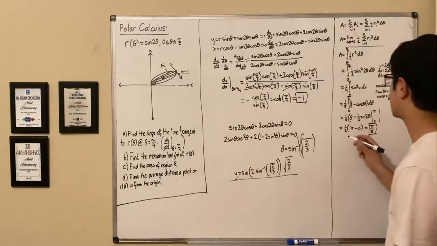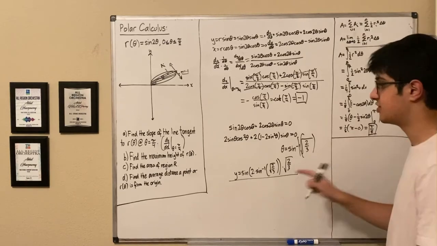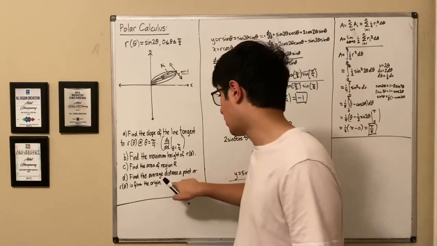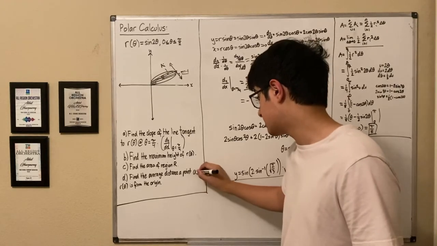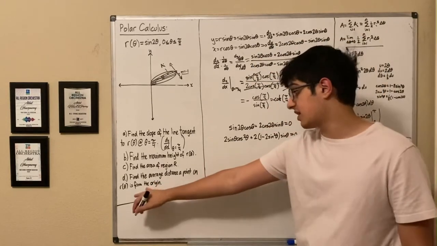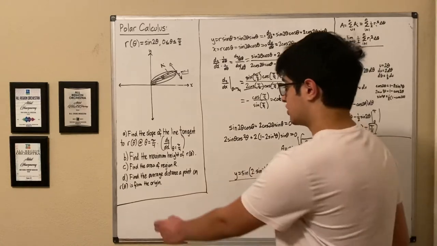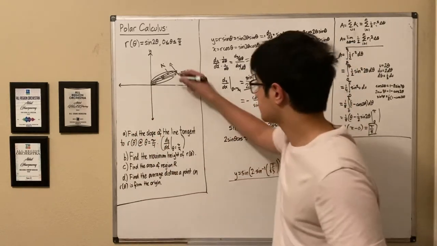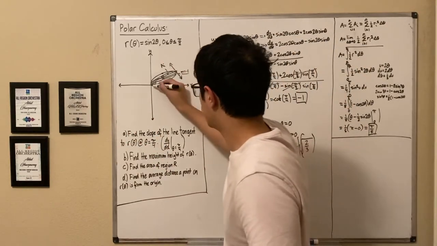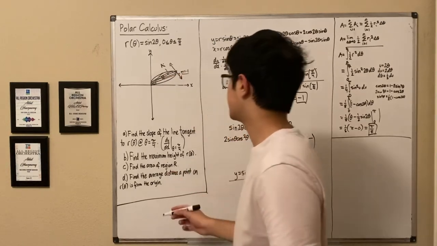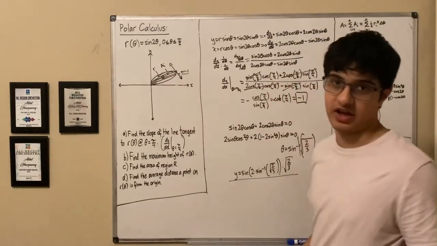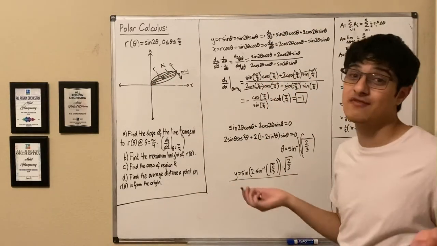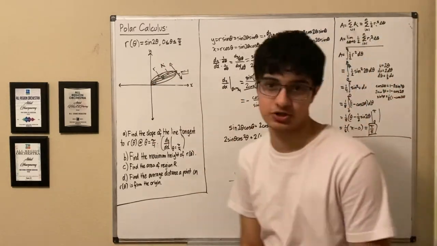All right, that's part C. So lastly, what we need to do is find the average distance of a point on r of theta from the origin. So this is basically saying how far is some point right here, let's take this point, how far is it from the origin? Well, this right here is actually just our r value. So what we're really doing is finding the average value of this polar function.